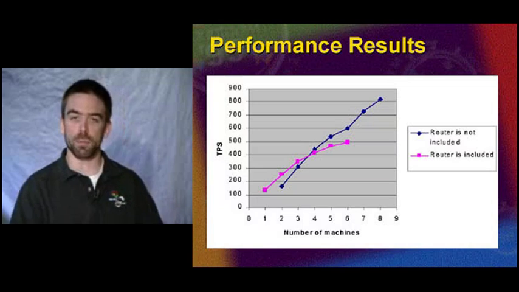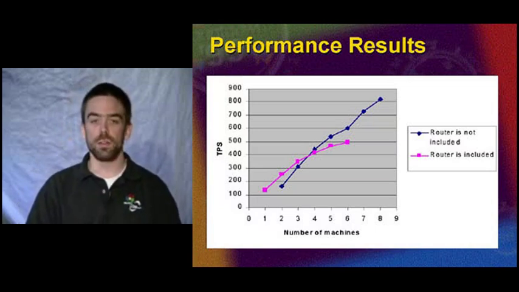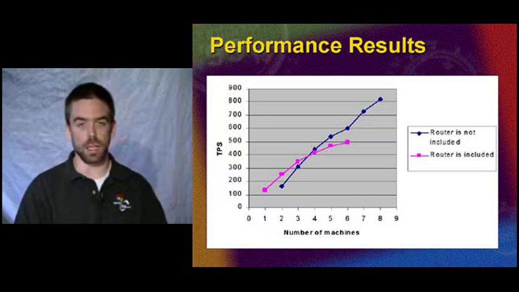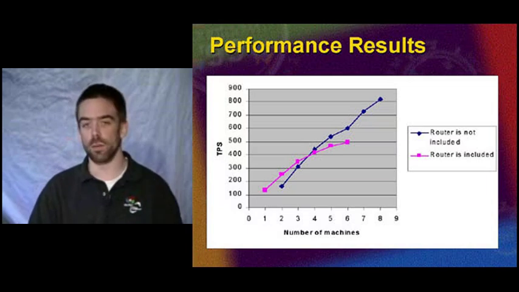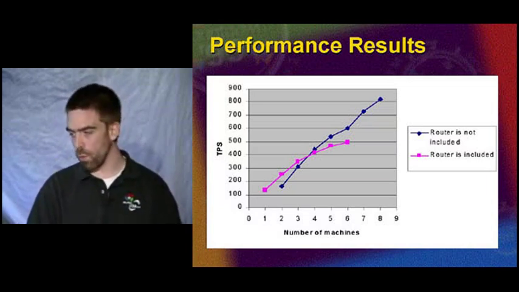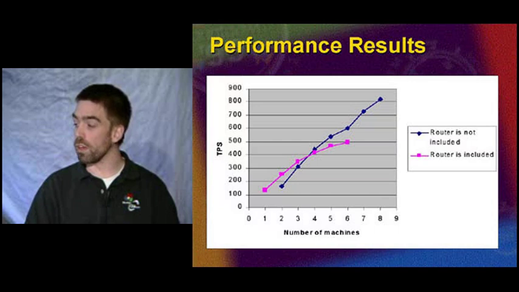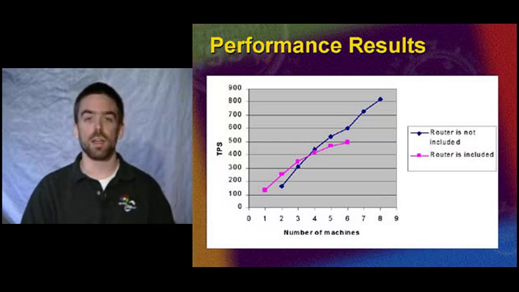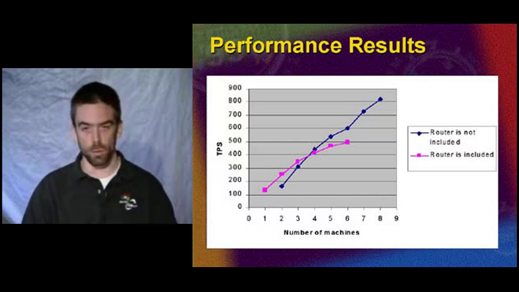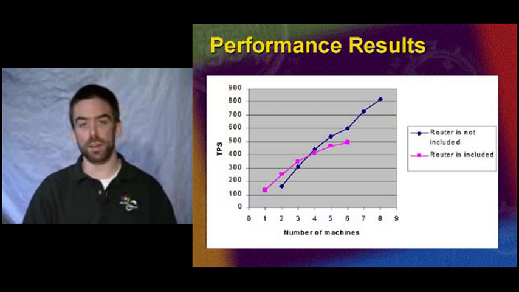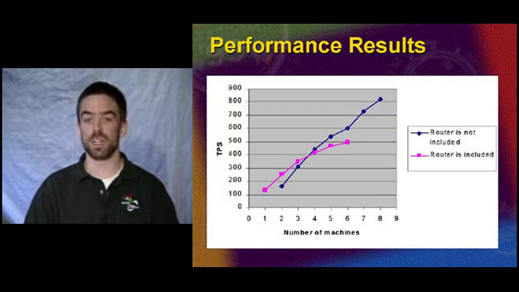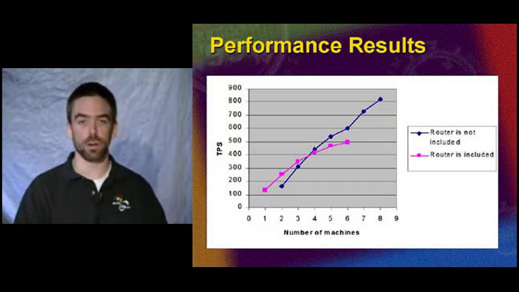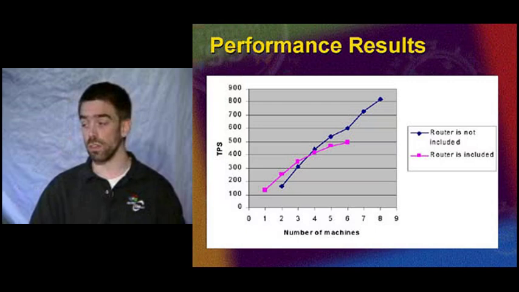Now, the way I define the number of machines is it includes all of the machines in the test, regardless of whether or not the load balancing server is an application server or if it's a dedicated router. So, for example, where you have 3 machines, for the dark line where the router is not included, that means that you have 2 application servers and 1 dedicated router. On the other hand, for the lighter colored line where the router is included as an application server, that means you have 3 application servers.